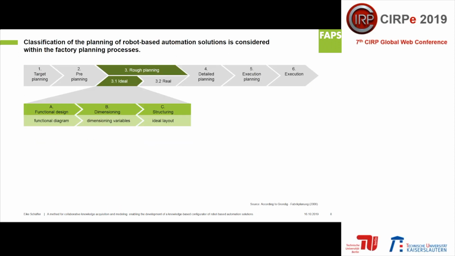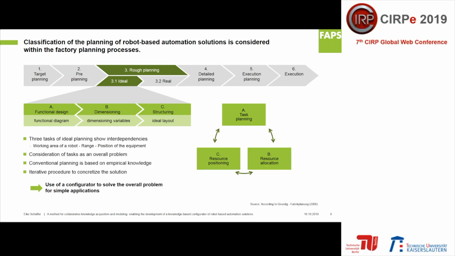Looking at the phases of the factory planning, the planning of robot-based automation solutions addressed here can be classified in the area of rough planning and more precisely within the ideal planning phase. The ideal planning phase is characterized by 3 main steps. Firstly, the function and task determination of the whole production system and its individual resources. Secondly, the dimensioning of the resources. And thirdly, the structured positioning in the ideal layout.